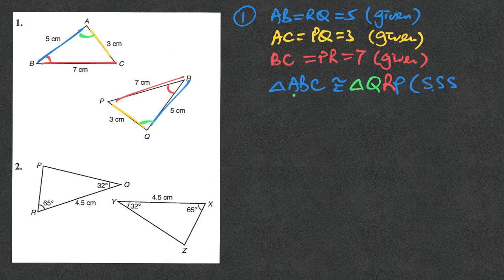And lastly, we have the condition. We say it is side, side, side, or simply SSS. So this is the proof that the triangles are congruent to each other because of SSS.